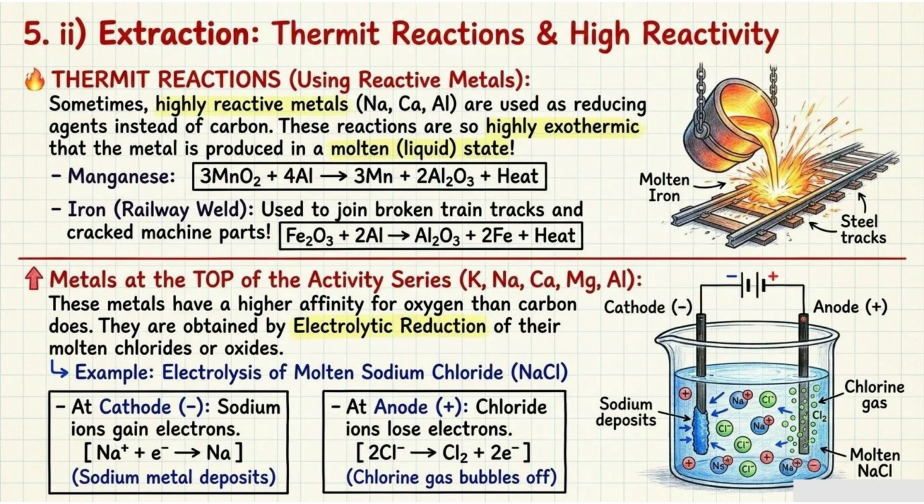Finally, what about the high reactivity metals at the absolute top? Potassium, sodium, calcium, magnesium, aluminium. They have a massive affinity for oxygen. Carbon can't help. Thermit can't help. Instead, we use electricity in a process called electrolytic reduction.